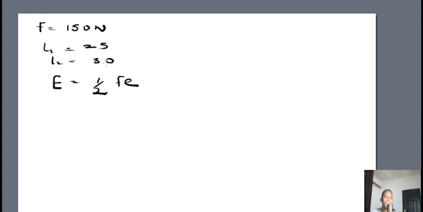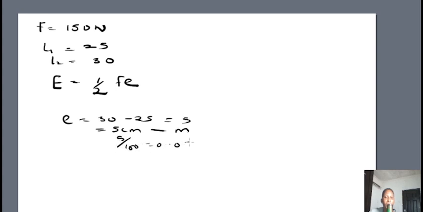So let's check what is going to be our extension. Don't forget what I explained to you. Extension is always the initial length minus the final length. So our extension is going to be equals to 30 minus 25, which is equals to 5 centimeter. So we need to convert our 5 centimeter to meter. From centimeter to meter is divided by 100. So that will be 5 divided by 100, which is 0.05, right?